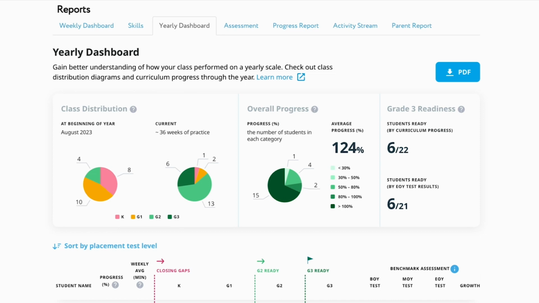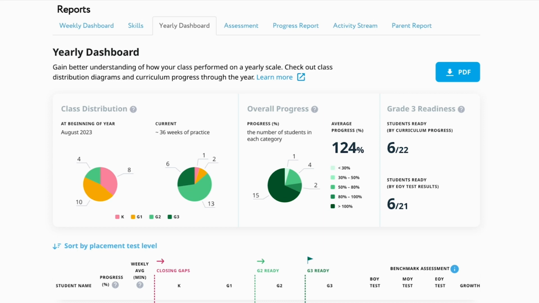On to the overall progress. This section represents the data on the progress made throughout the Happy Numbers curriculum by the entire class. It shows an average progress as a percentage of the curriculum and the number of students ready for the next grade. The pie chart breaks the class down into groups based on percentage progress. Next to it is the next grade readiness section, and that shows the number of students ready for the next grade based on the curriculum progress and end of year test results.